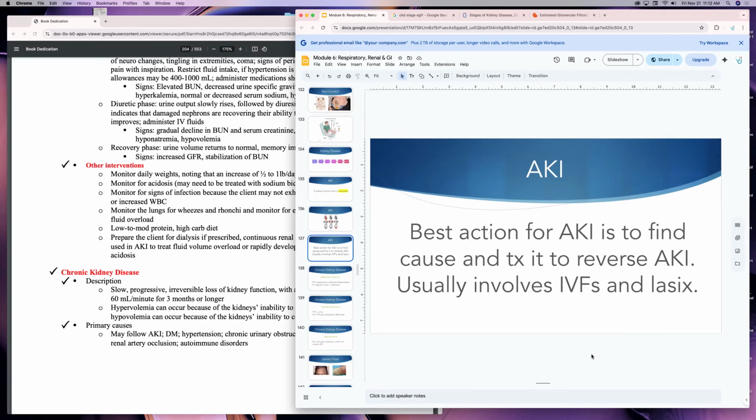Or if we're dealing, for example, with high blood pressure that's damaging the kidneys, then we're going to focus on reducing the high blood pressure with medication.